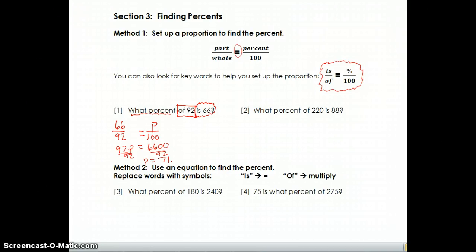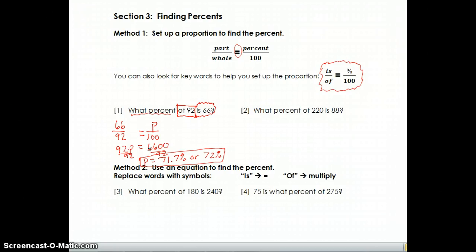71.739. At this point, we can write this rounded to the nearest tenth percent, 71.7%, or we can round to the nearest whole percent, which would be 72%. Either way is correct. Make sure that we round correctly.